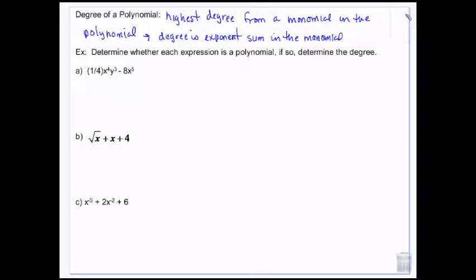Okay, so first of all, we need to determine if they're polynomials or not. And in order to be a polynomial, it can only be made up of monomials. So take, for instance, B. It has the square root of x in it. Well, the square root of x is not a monomial. So this is not a true polynomial, so there is no degree.